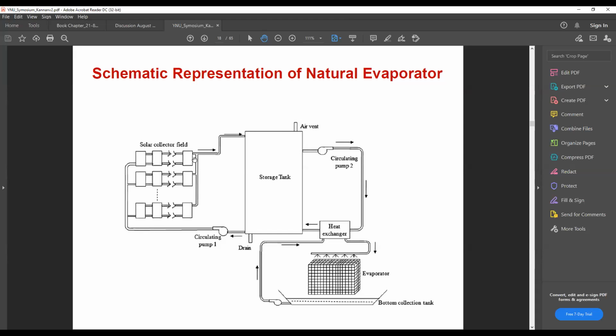And so we, Professor Srinivas Reddy from Mechanical Engineering Department created this solar collector field, and there was a bank of solar evaporators, and which circulated the water through a storage tank, and hot water was distributed over the evaporator, as you can see here.